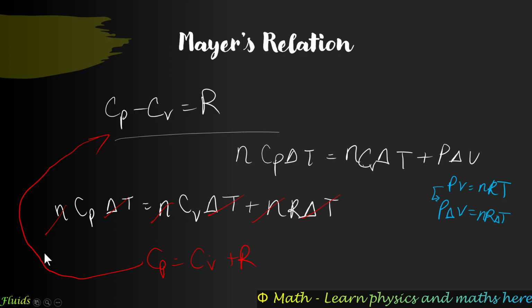Here Cp is the molar specific heat at constant pressure, and delta Q required is for the 1 degree rise of 1 mole when pressure is constant. Cv is equal to delta Q required for 1 degree Celsius rise of 1 mole when volume is constant. So Cp is always greater than Cv.